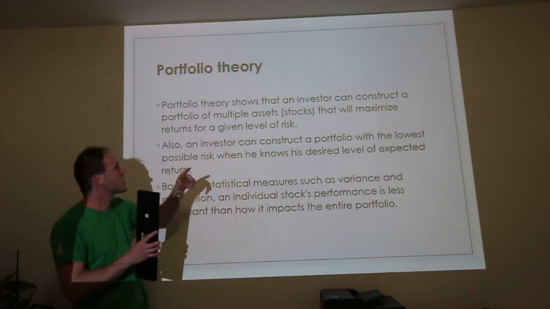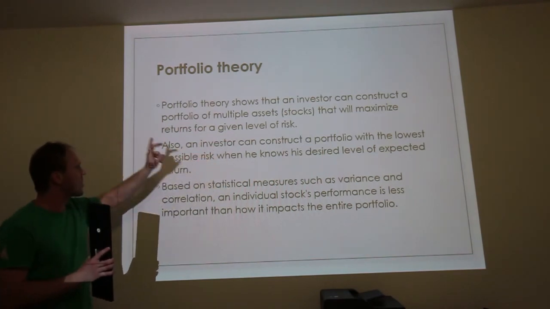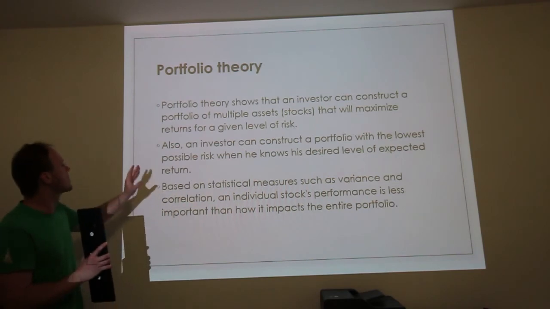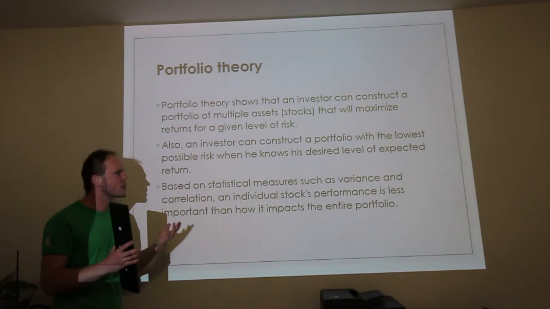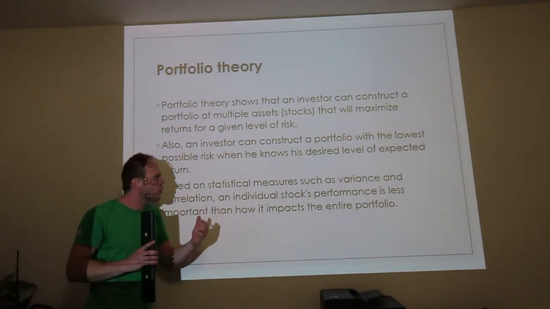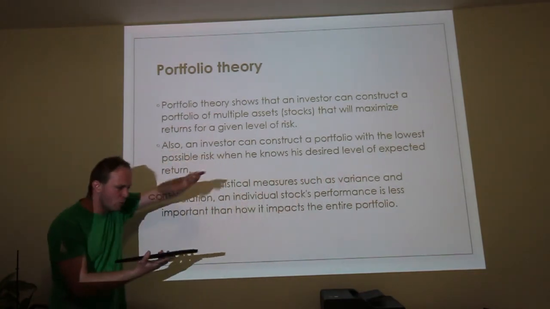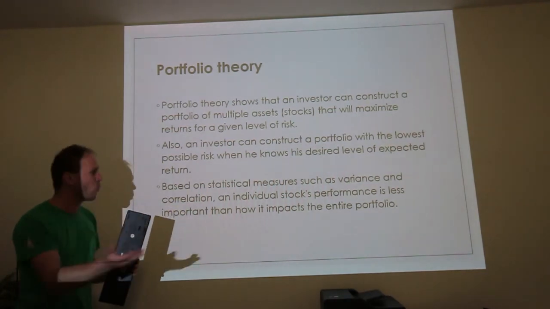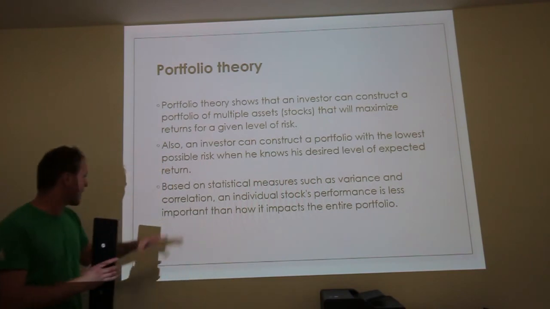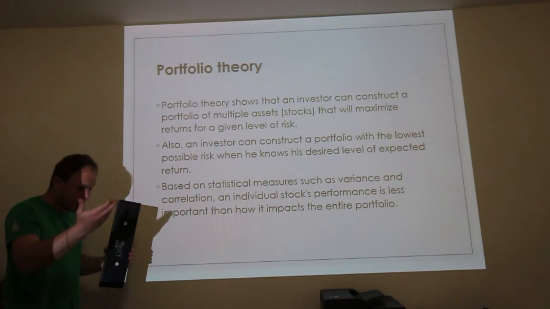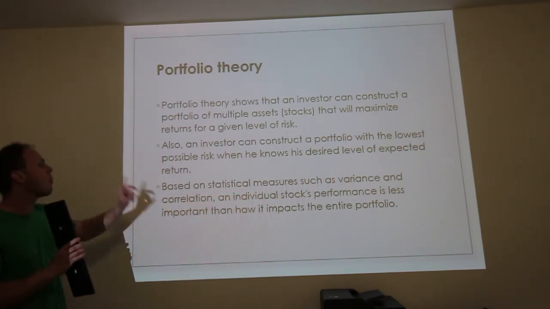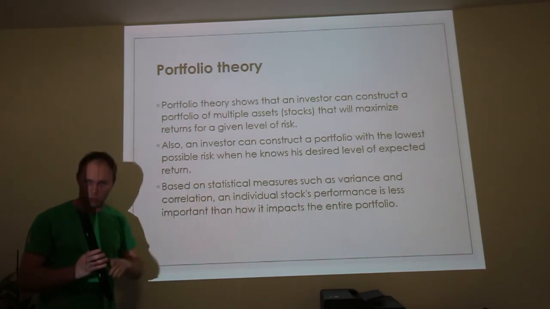Also, an investor can construct a portfolio with the lowest possible risk when he knows his desired level of expected return. Based on statistical measures such as variance, you know about variance, the changing of variance in time, we talked about volatility models, ARCH and GARCH. So based on statistical measures such as variance and correlation between two or more variables, an individual stock's performance is less important than how it impacts the entire portfolio.